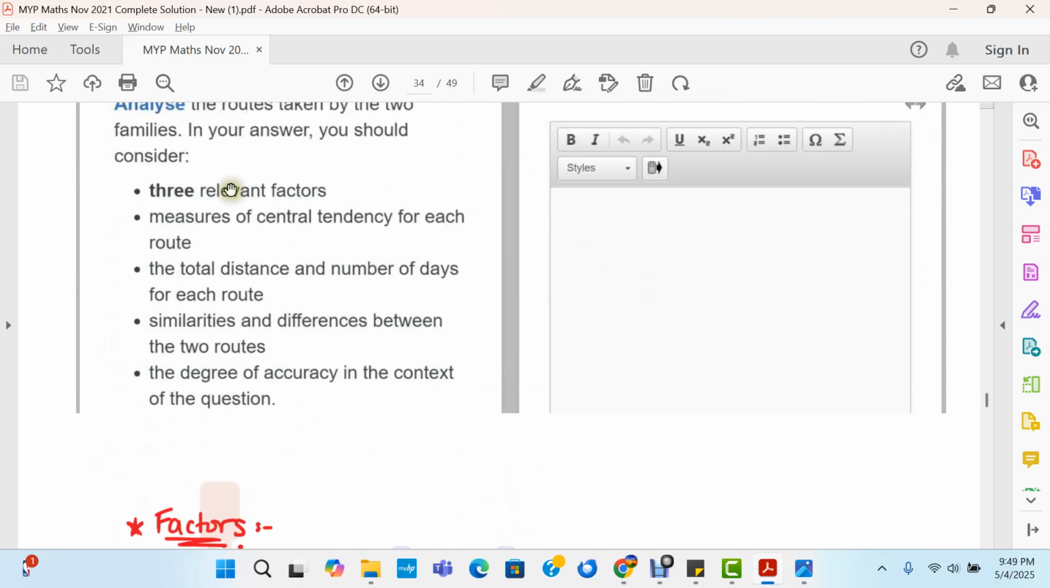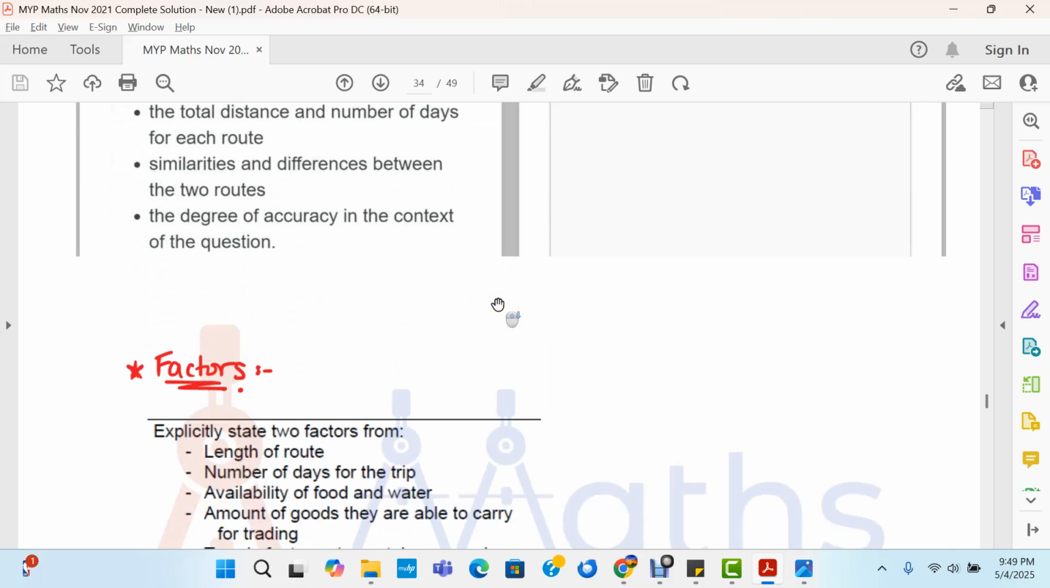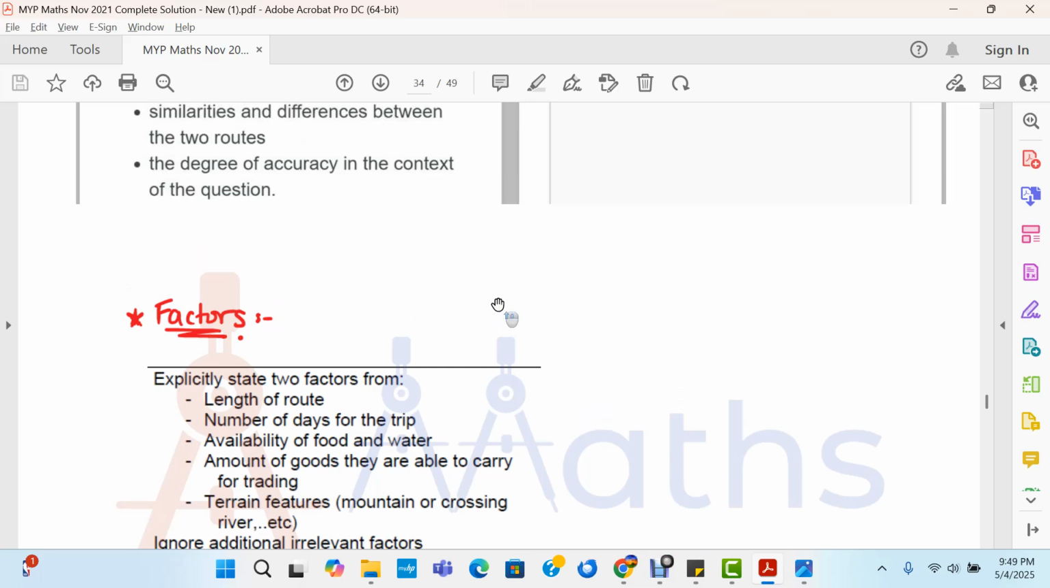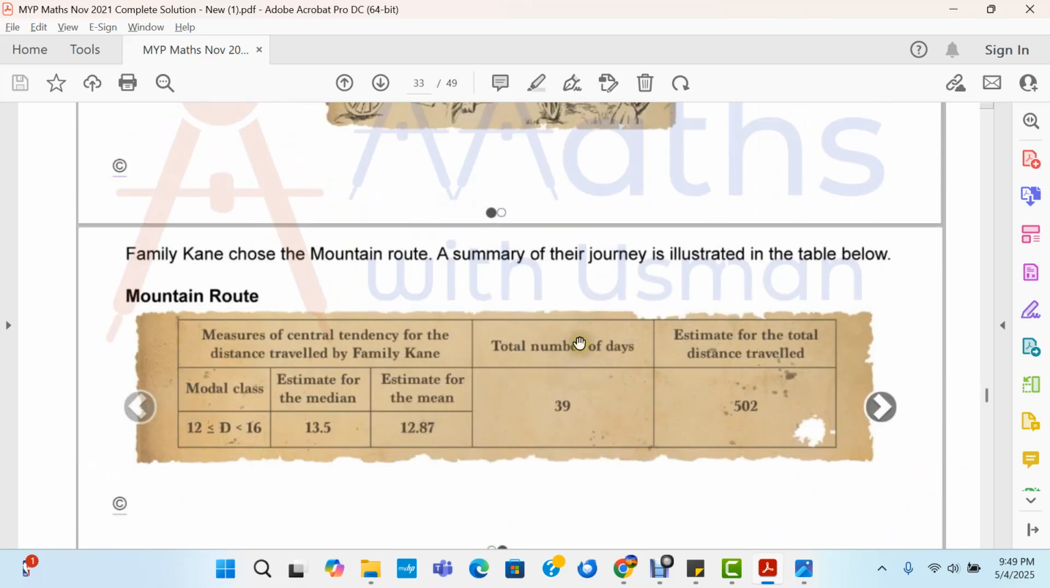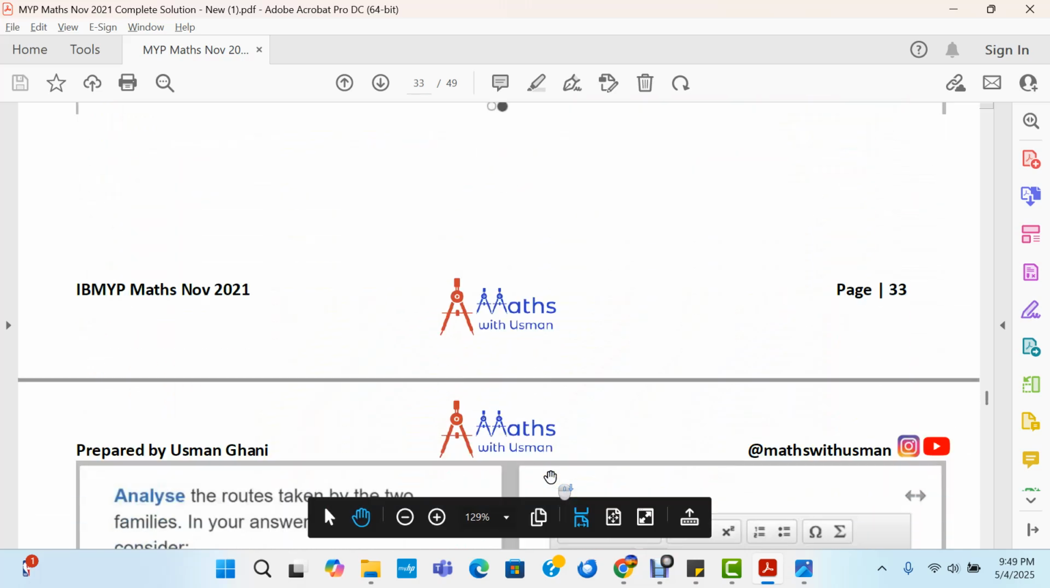Okay, three relevant factors that will affect your decision to choose a path, or maybe tell about the similarities or difference between the paths or whatever. So factors: length of route. The length of each route is different. The number of days of the trip, it's different for both of the routes, as I can see over here. The number of days and the number of days over here as well, they will be different.